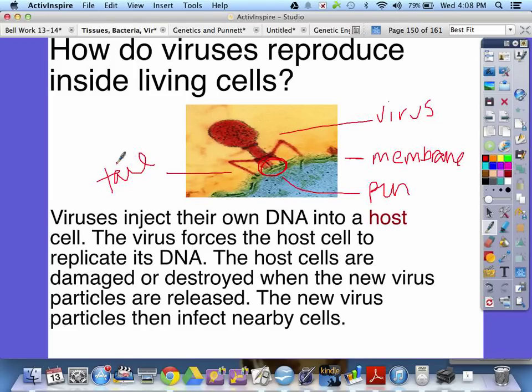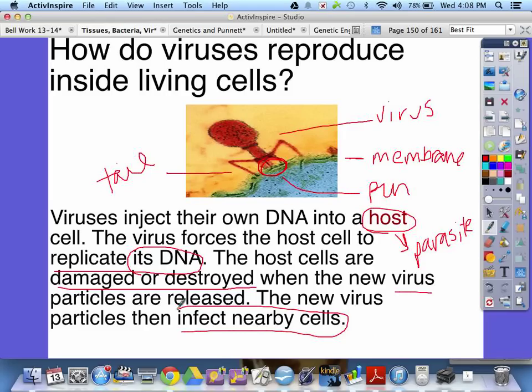Now viruses inject their DNA into what they call their host cell, which is why they are called parasites. The virus forces the host cell to replicate its DNA, the viral DNA. Host cells are damaged and destroyed in the process when they're making new viruses. The viruses then release into the open to infect nearby cells.